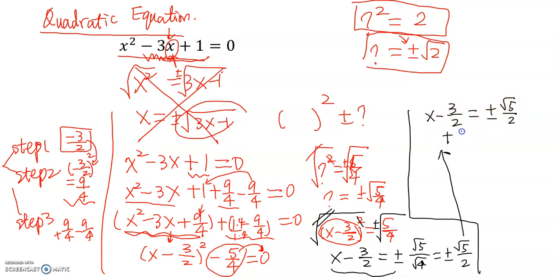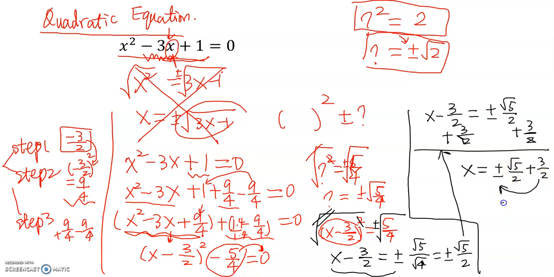And to get x by itself, I just need to add 3/2 to both sides. So I end up with x equals plus or minus square root of 5 over 2 plus 3/2. You can switch them. Usually you can switch them to get 3/2 plus or minus square root of 5 over 2 for our x.